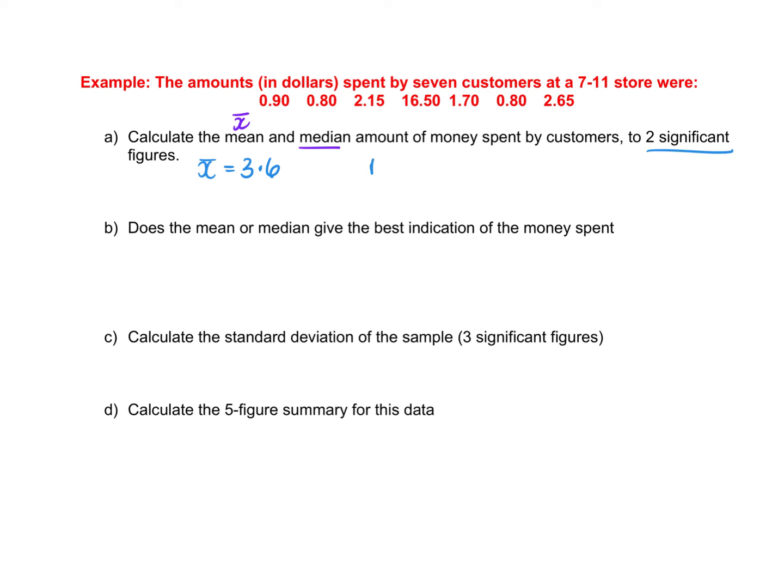And if you have to find the median, it was 1.7. That is 2 significant figures. So does the mean or the median give the best indication for money spent? At this point, you would probably want to know what it looks like in terms of shape. And if you look down, you are asked to do a box plot anyway. But when you've already entered the list, it's not hard to go and create a box plot.